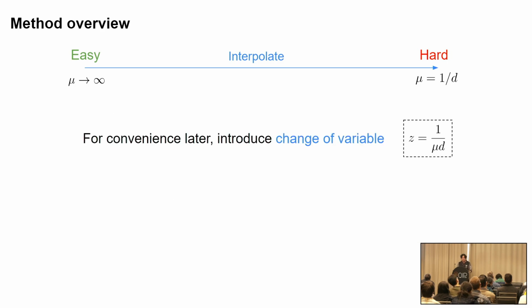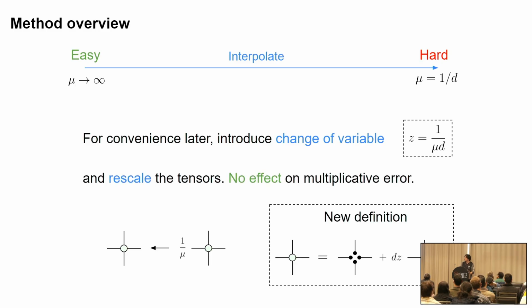So for convenience later, we introduce a change of variable, z equals 1 over mu times d. And we also rescale the tensor by 1 over the mean, which actually has no effect on the multiplicative error. So now the tensor is under this new definition where the variable z is now associated with the zero mean Gaussian tensor instead of previously where the mu is associated with the all-one tensor.